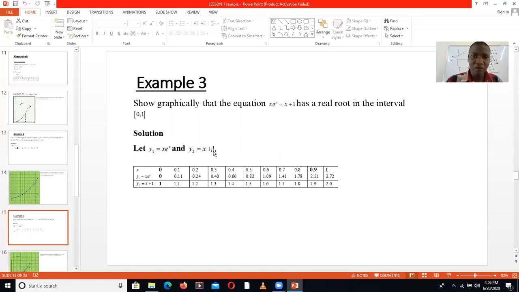Notice that one of them is a curve and another one is a straight line. This exponent here lies in the category of logarithms. This is natural log. Then this one is a straight line since the power of x is 1. So I have my y1 as this, my y2 as that. Then I split my domain like I've been doing. They are saying between 0 and 1, so I restrict myself to that interval 0 and 1. I split it up using a convenient scale, that is 0.1.